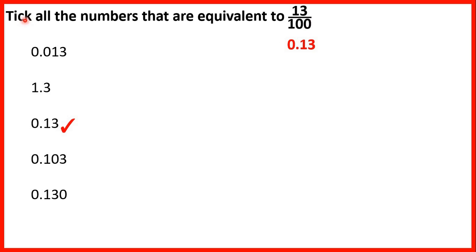But the question says tick all the numbers. It doesn't say tick the number, so that's a clue that there will be another correct answer as well. Now with decimals, we can write a 0 or zeros on the end without changing the number. And we can do that because 0.130 is the same as 0.13. All this 0 on the end tells us is that we don't have any extra thousandths, because remember, the third digit after the decimal point is the thousandths digit. So 0.130 is correct as well.